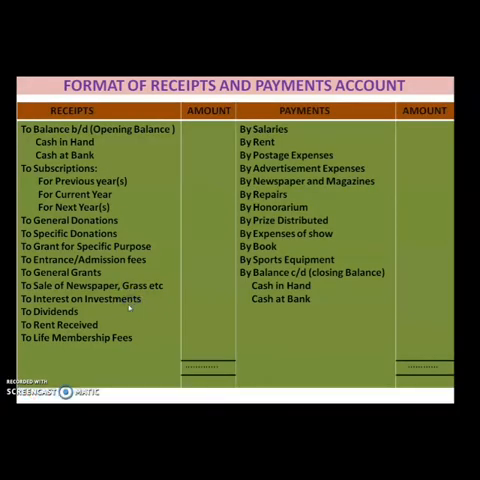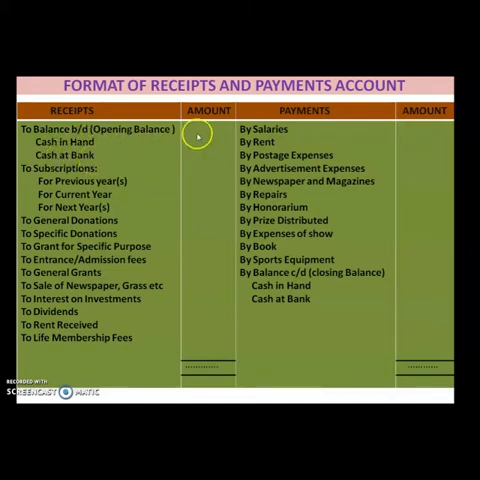Next, let us see the format of receipt and payment account. Receipt and payment account is like an asset account. Its debit side is of receipts and the credit side shows the payments. On the receipt side, the first item should be balance brought down, that is, the opening balance of cash in hand or cash at bank as given in the question.